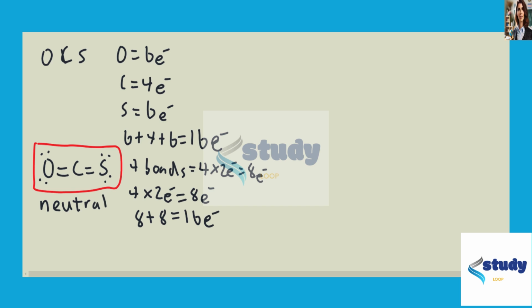So the next structure we have is NO. So to begin, we'll count the valency. Nitrogen is going to give us 5 electrons, and oxygen is going to give us 6. We can see right away this is an odd number, so we will definitely need a charge somewhere. We have a total of 11 electrons.